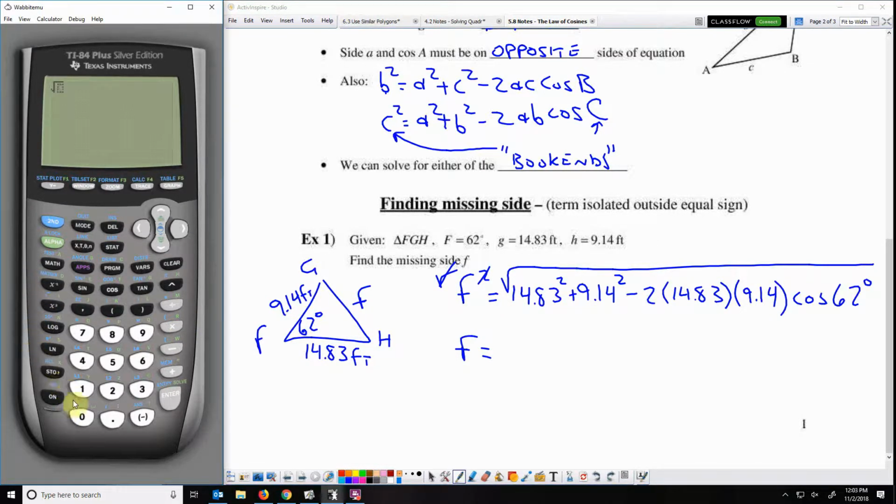So that's square root of 14.83 squared plus 9.14 squared minus 2 times 14.83 times 9.14 times cosine 62. And I get 13.27, so side F is 13.27 feet.